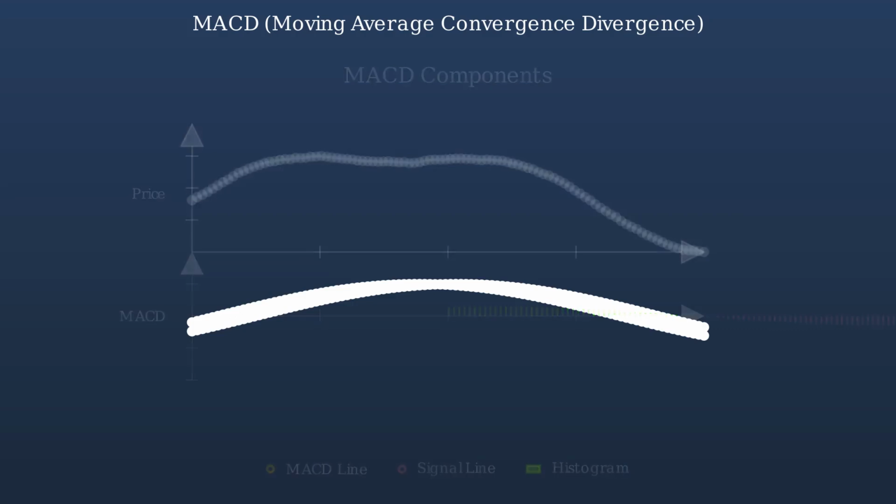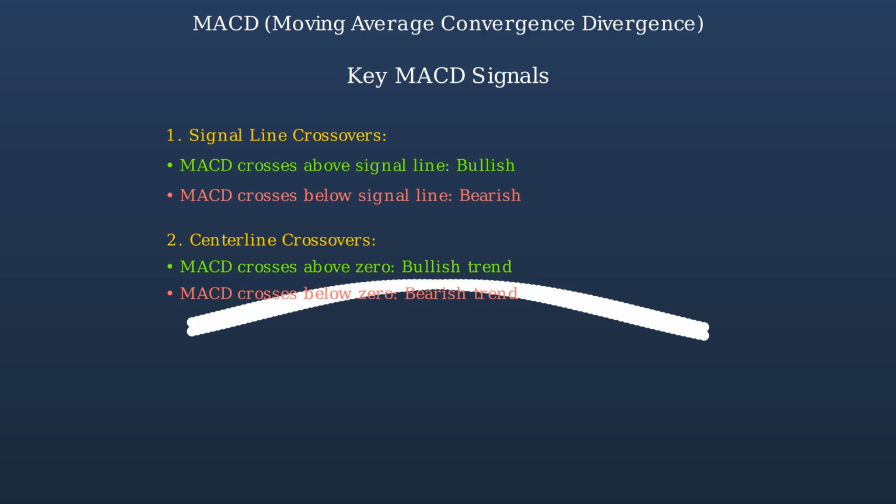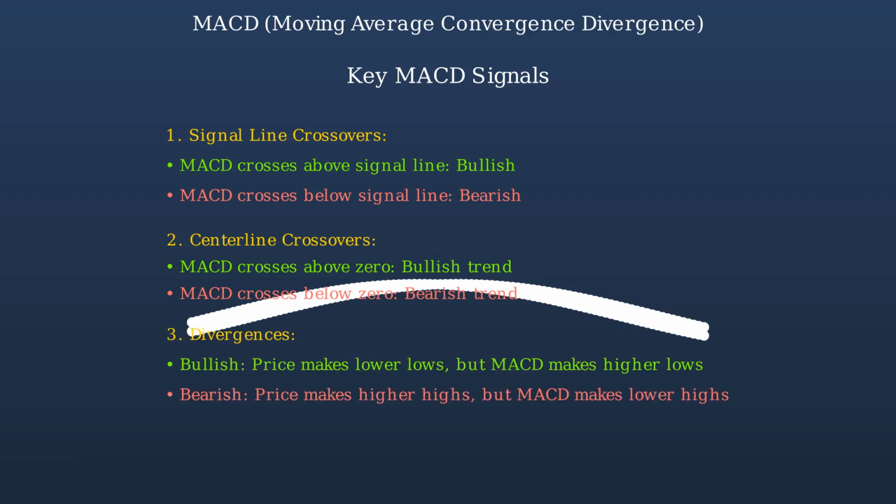Traders rely on several key MACD signals to make decisions. Signal line crossovers occur when the MACD line crosses above or below the signal line, indicating potential bullish or bearish movements. Centerline crossovers happen when the MACD crosses above or below the zero line, suggesting changes in the trend's direction. Divergences between price and MACD can signal potential reversals. A bullish divergence occurs when price makes lower lows while MACD makes higher lows.